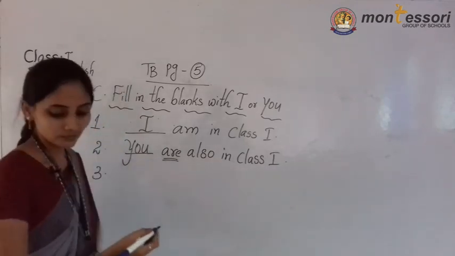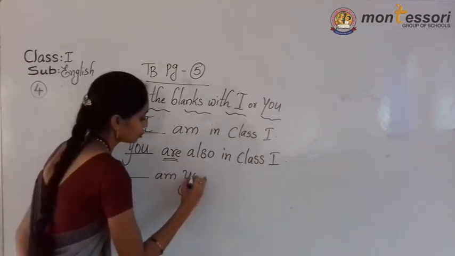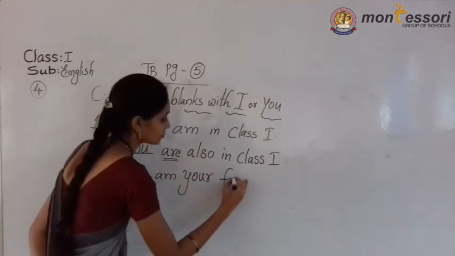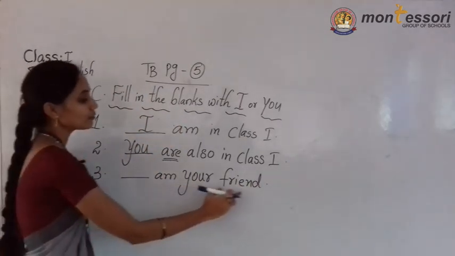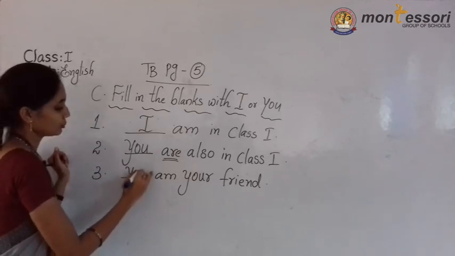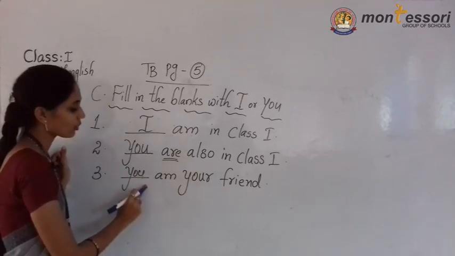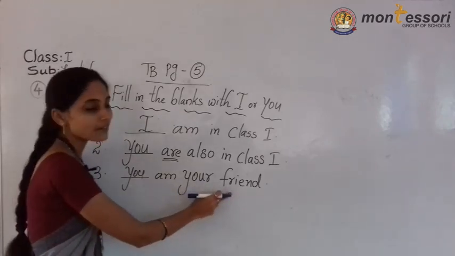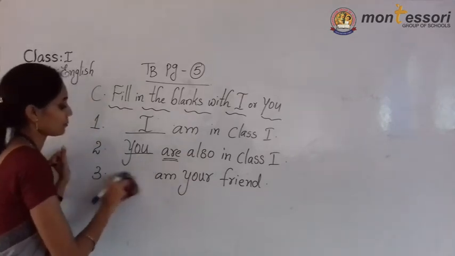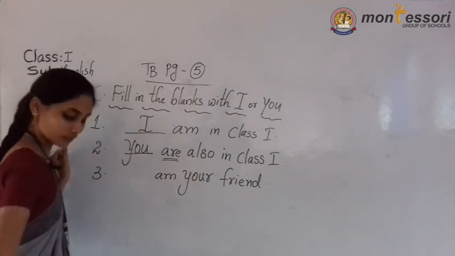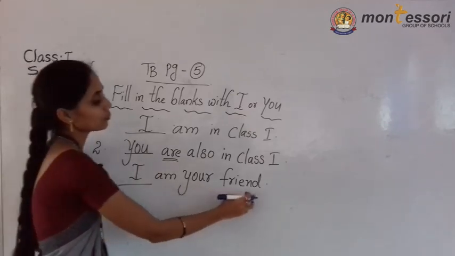Third one. Dash am your friend. You. Is it right? You am your friend. It is wrong. This sentence is talking about ourselves. So, we have to write I am. I am your friend.